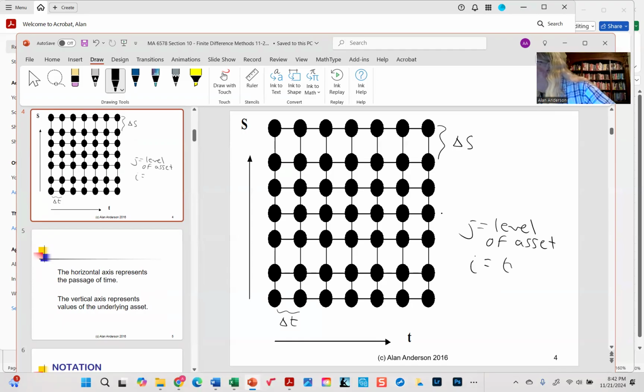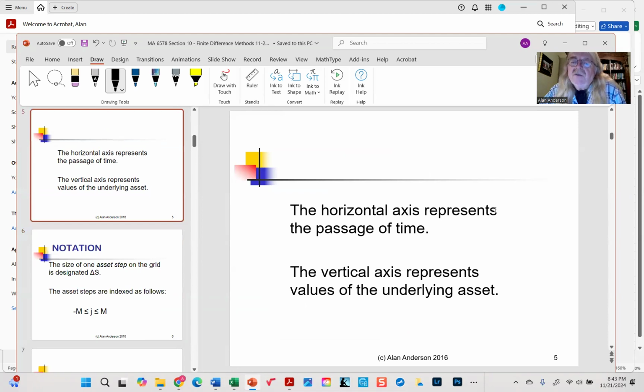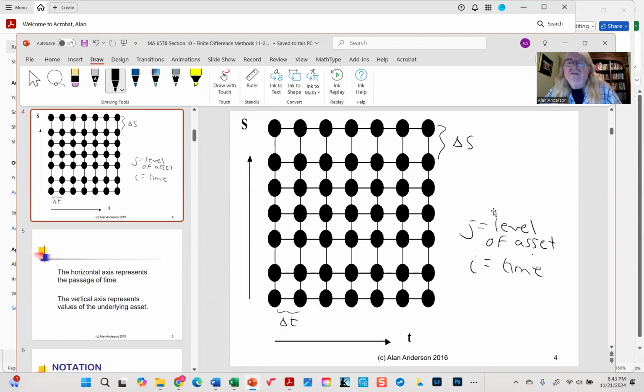I equals time. Okay, we're going to need that when we write the code because you'll have I and J. I will be the passage of time, meaning as we move across the horizontal axis. J will be the level of the asset, meaning how far up and down have we moved. Capital M will represent the upper and lower boundaries of our grid on the vertical axis.